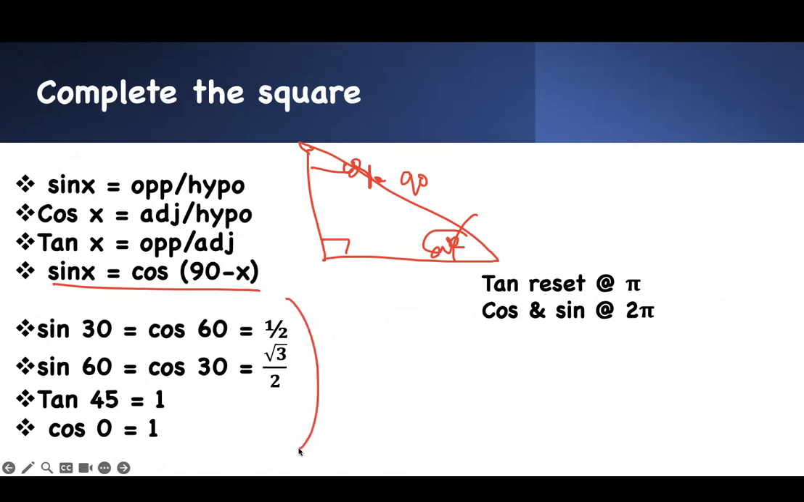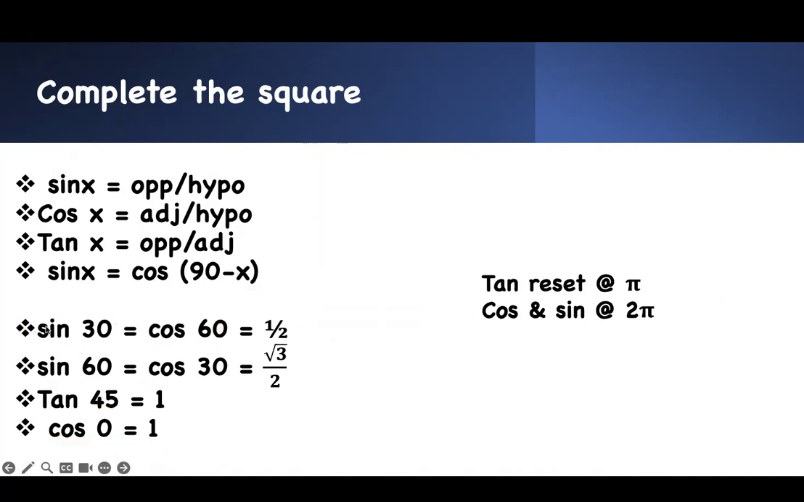Know these values, right? Sine 30 is half, which is the same as cos 60. 30 and 60 are the opposite. Sine 60 is the same thing as cos 30, and tan 45 is 1. Remember, cosine of 0 is 1. And when they give you a radian angle, tan is going to reset at pi, and cosine at 2 pi. These are little things that, if you know them, you're going to be golden.